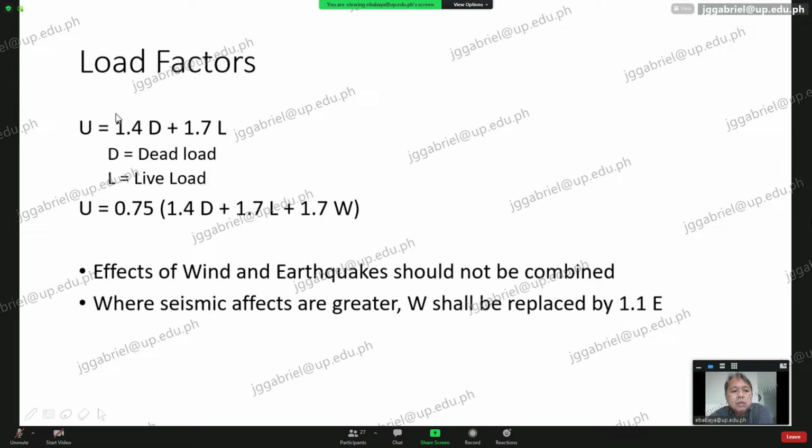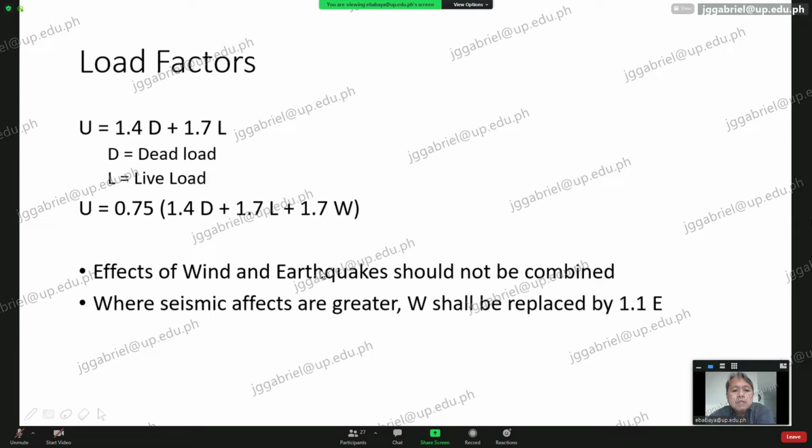For dead load, we use 1.4. For live load, we use 1.7. Okay, we mentioned earlier why we are using a greater load factor for live loads. This L pertains to live loads. Now, what about this W? What do you think the W is?